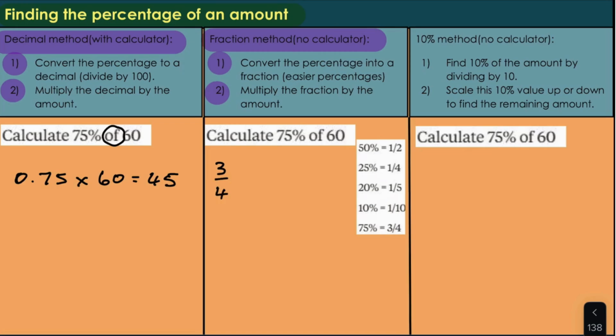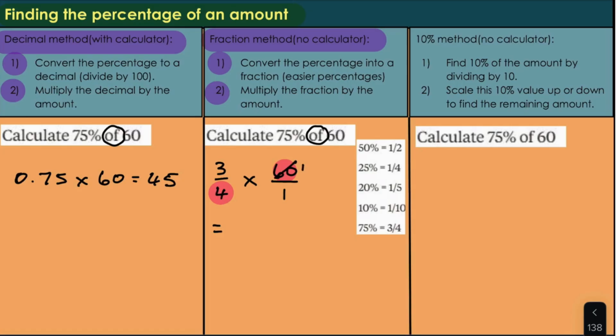Step 2, multiply the fraction by the amount. The word of, we multiply. So we multiply by 60. 60 as a fraction is 60 over 1. Now, multiplying fractions, we look for cross-cancelling. We have the 4 and the 60. We can divide both of those by 4.